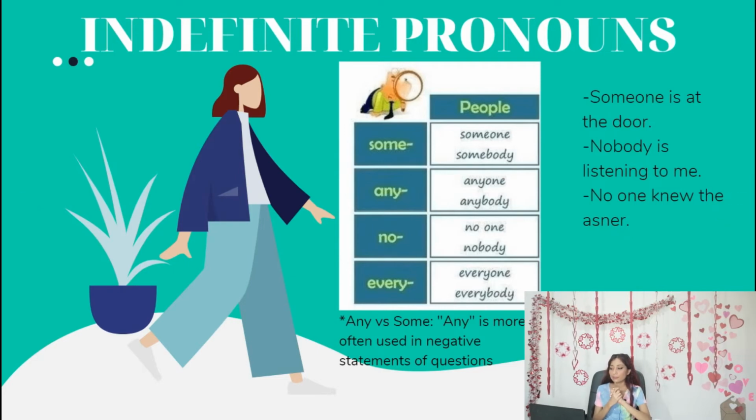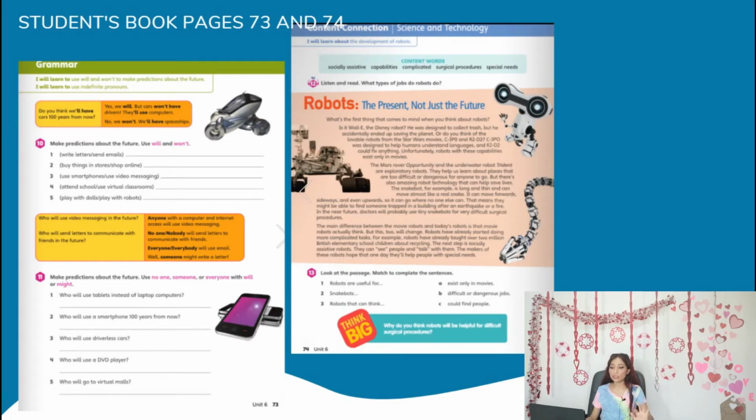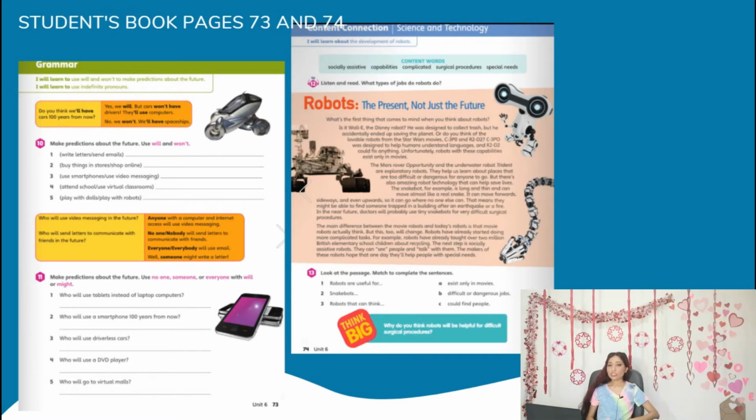So that's it. Now, I think that we are ready to go to the students' book activities. We're going to do 2 pages today, 73 and 74. And yes, so this is what we have for today. I will learn to use will and won't to make predictions about the future. I will learn to use indefinite pronouns. Okay, so first of all, the first exercise is about will and won't. Okay, remember that won't is the same as will, but in the negative way. They are different things.